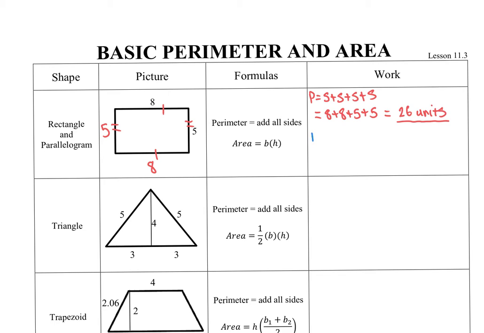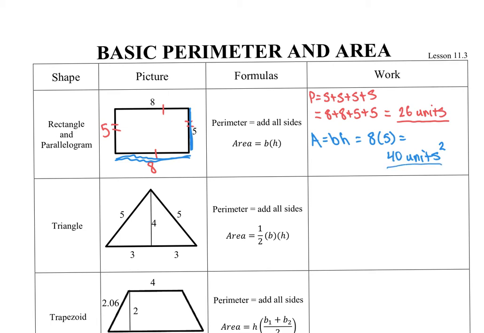So let's look at area. Area of a rectangle or parallelogram is real easy. It's just base times height. In this case, our base here is 8, and the height here is 5. Remember, height is up and down, and our base is on the bottom here, which is 8. So 8 times 5, which equals 40 units. And now the units are going to be squared because we're talking about area. So 40 units squared would be the area of this rectangle.